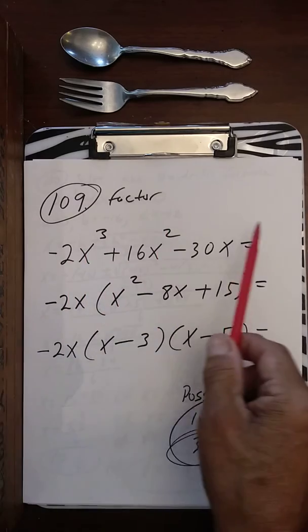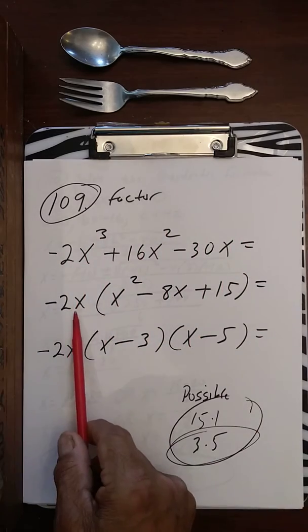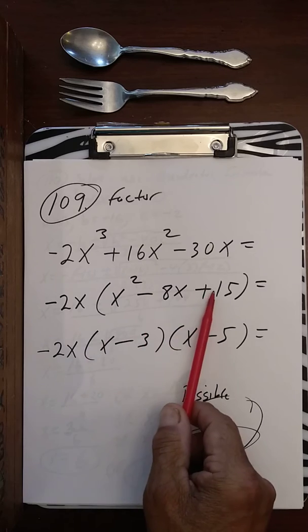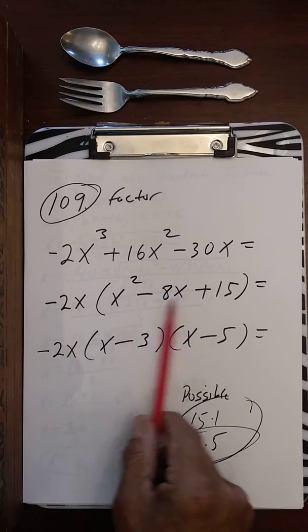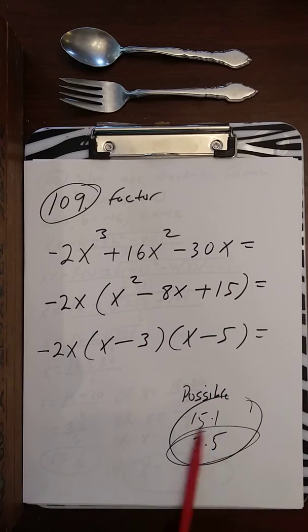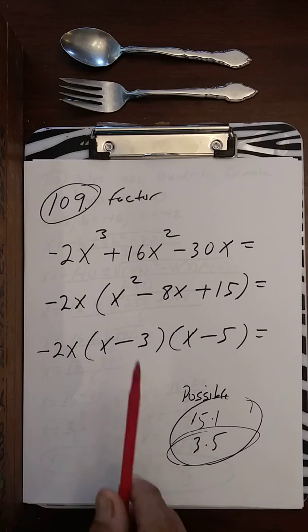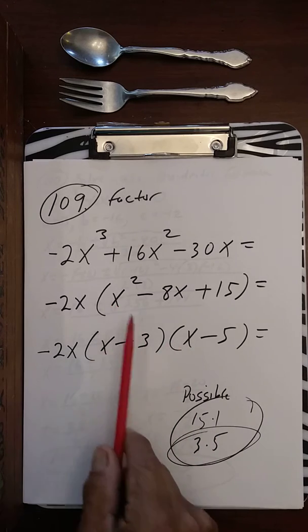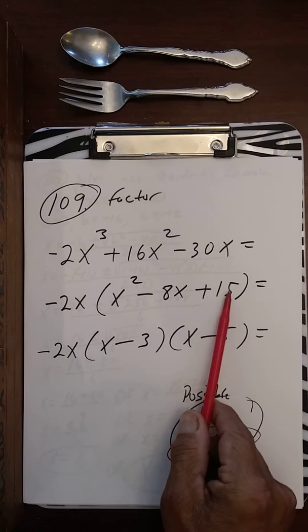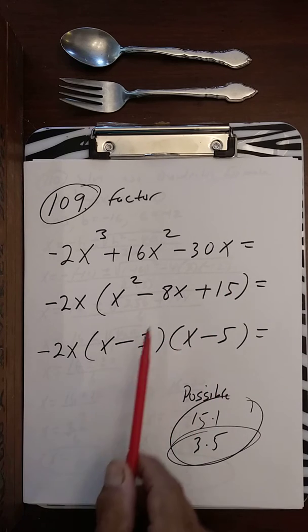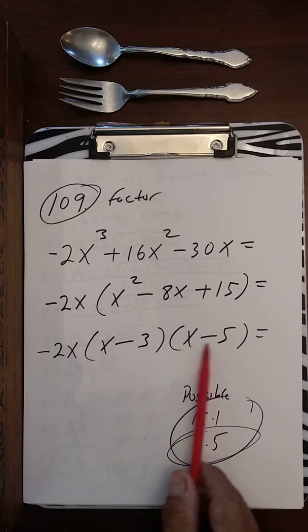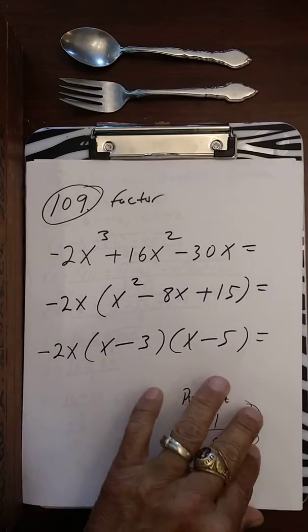Look at this again. Factor out the greatest common factor. Yep, negative 2x. Leftovers: x squared minus 8x plus 15. Okay, we do this one. Yes, 15 is 1, 3, 5. I say 3, 5. These right here. Let's check it. x times x is x squared. Minus 3 times minus 5 is 15. Minus 3x minus 5x is minus 8x. Is that the right one? Yes. Go to the next one.